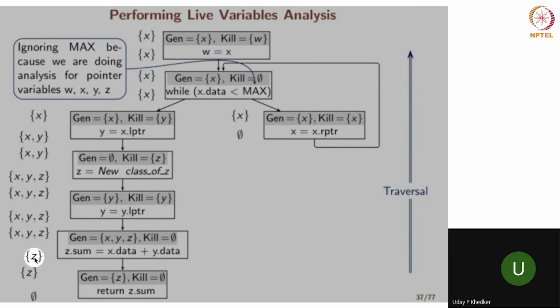Now this in is copied to the out of this. We know Z is live. Now we add to it all those variables whose liveness is generated. So we get X, Y, Z as live here. Then we get X, Y, Z as live here. From this we remove Y. So we are left with X and Z. But then the liveness of Y is generated. So we add Y back to it. So we have X, Y, Z live here.